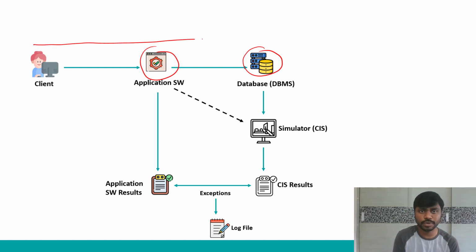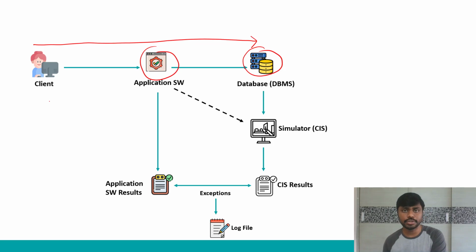I can say this flow doesn't require any further explanation, because this is how transactions happen in general. At the client machines, they punch in the data, it gets processed in the application server, and finally it gets posted to the database server. Now, what does this CIS do? There will be a simulator.